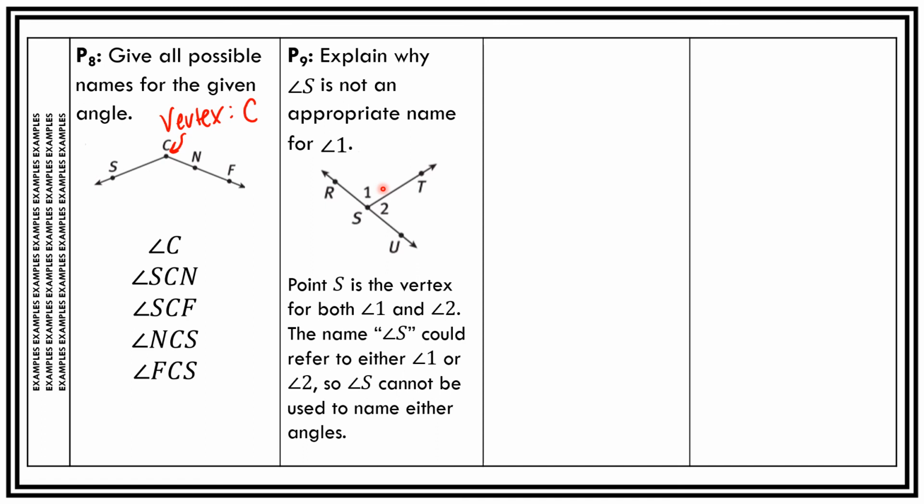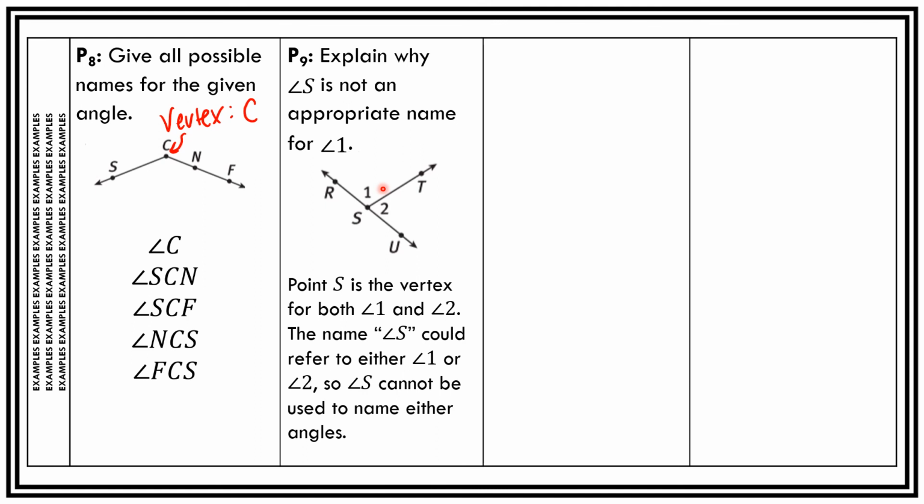Okay? So be careful with that when naming angles that are butted up against each other like that. Very important. If they share the same vertex, then you cannot use the vertex to name the angle. It's a general rule of thumb.